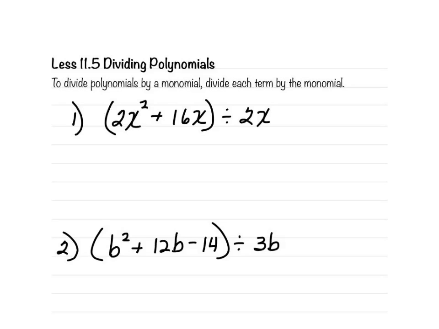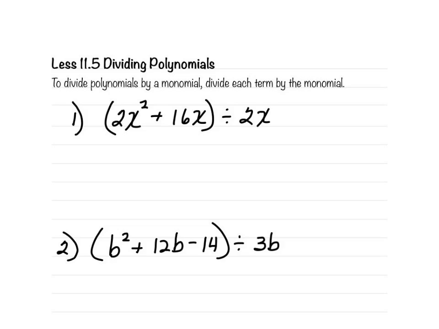Lesson 11.5, Dividing Polynomials. To divide polynomials by a monomial, what you need to do is divide each term of the polynomial by that monomial. So, very simply, look at number 1. I have 2x squared plus 16x being divided by 2x.